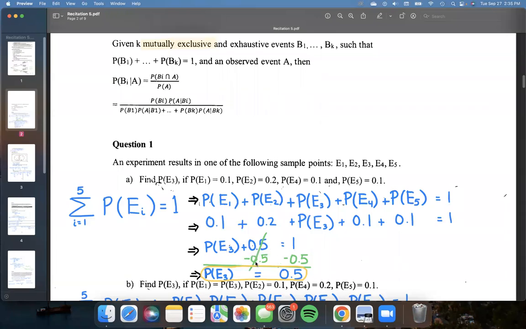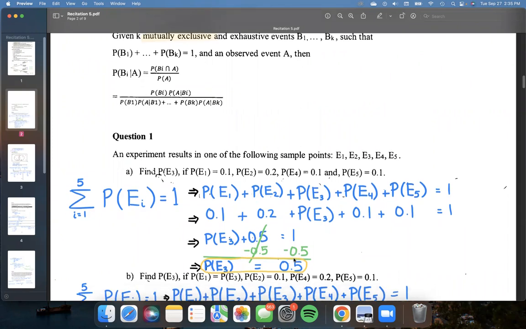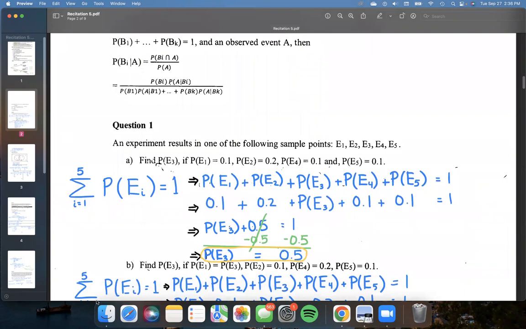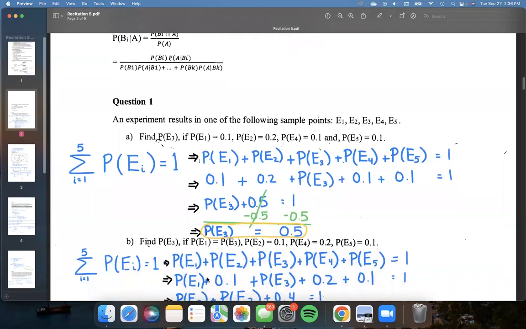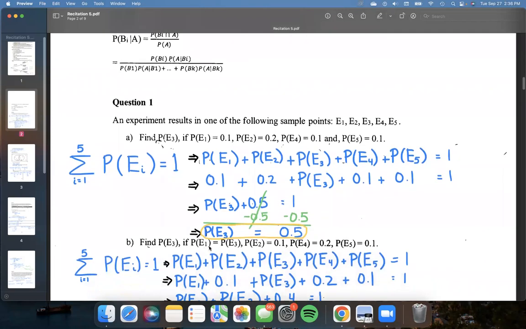So then to solve, we're going to subtract 0.5 from each side, and then we'll get the probability of E3 equals 0.5. All right, so now we want to find E3 again, and we're given this information, so it's the same setup. We know that summing together all our probabilities of Ei equal 1. So let's fill in what we know. We know that the probability of E2 is 0.1, and E4 is 0.2, and E5 is 0.1. So I put in those numbers.